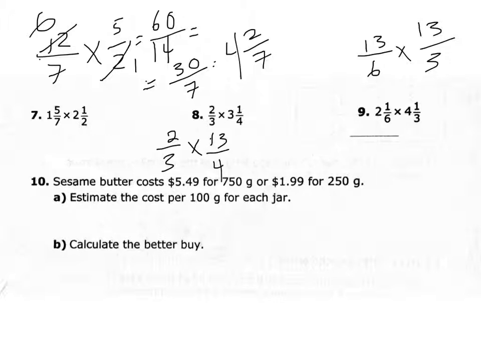Okay, so either answer is correct there because it didn't ask me to simplify it. In this case here, for 8, 2 times 13 is 26. And that's 12. And that could be reduced to 2 1/6.